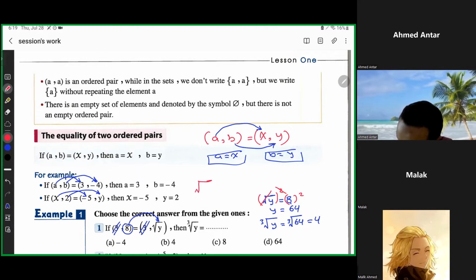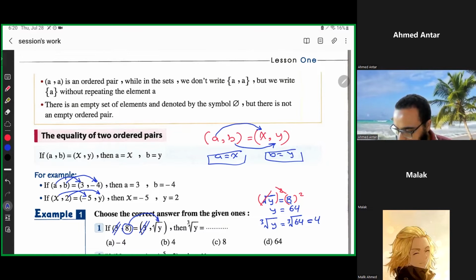انما هنا سكوير روت اوف واي، تتخلصي من السكوير روت فيها ازاي؟ تعملي لها باور اوف 2. فاحنا هنا عملنا باور اوف 2 وعملنا لل8 كمان باور اوف 2. ف8 باور اوف 2 تديني 64، يبقى الواي ب 64. هو بقى عاوز ايه؟ عايز كيوبيك روت اوف واي، يعني كيوبيك روت اوف 64 اللي هي طلعت كام في الاخر؟ طلعت 4.